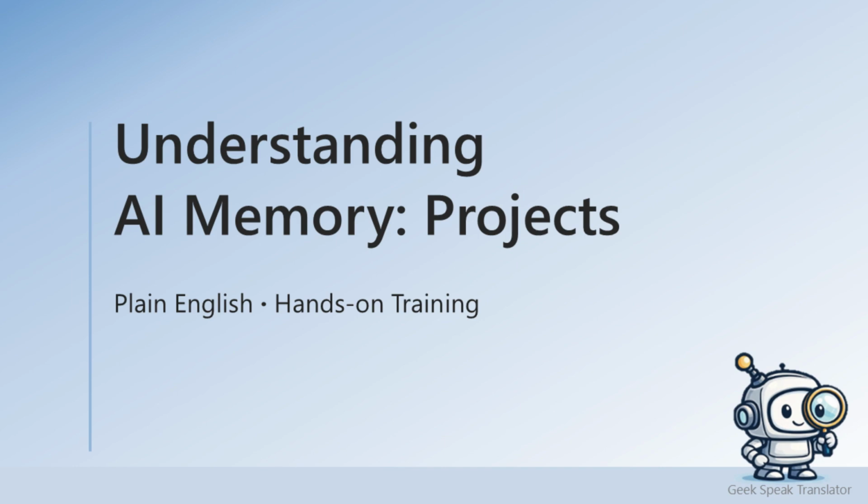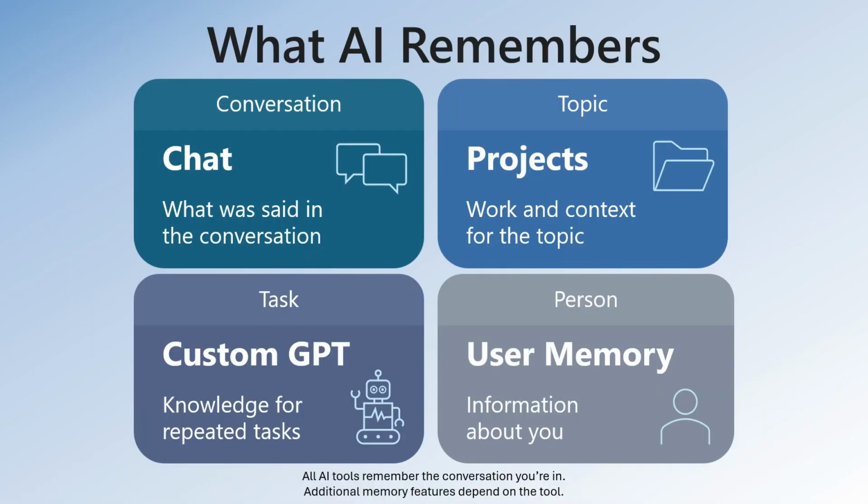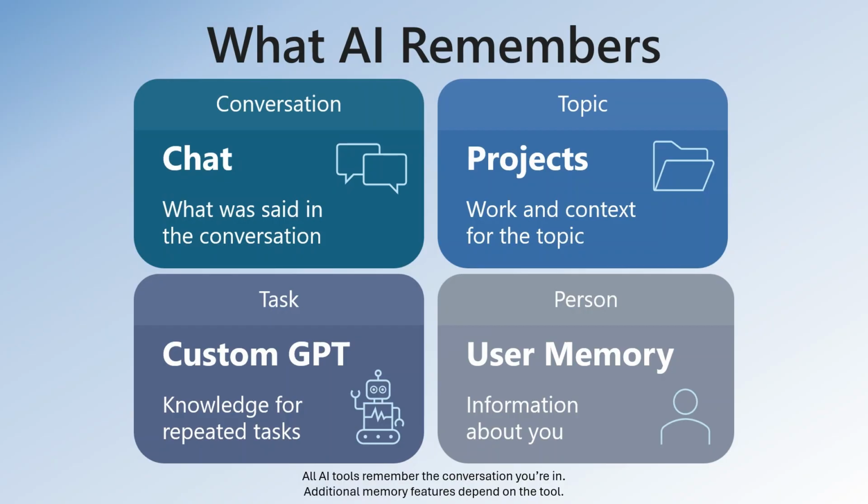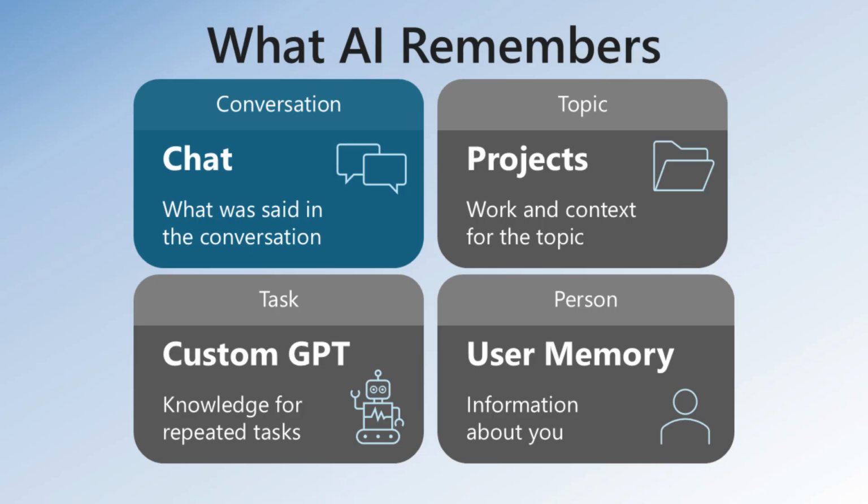AI has different layers of memory, and what gets saved can vary. The four common ways AI tools remember information are chat, projects, custom GPTs, and user memory. Note that most AI tools remember the current conversation, but the other types of memory vary depending on the tool. In the last video, we focused on chat memory, what AI remembers inside a single conversation.